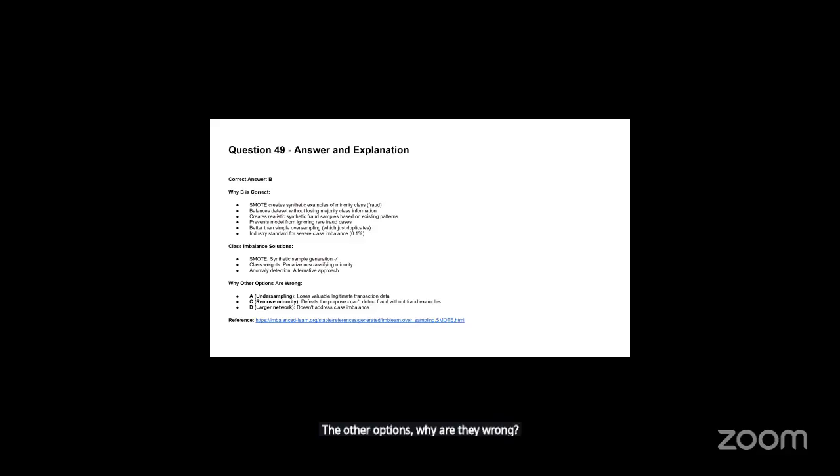Undersampling. This loses legitimate transaction data. Removing the minority defeats the purpose because you can't detect fraud without fraud examples. A larger network does not address the class imbalance.